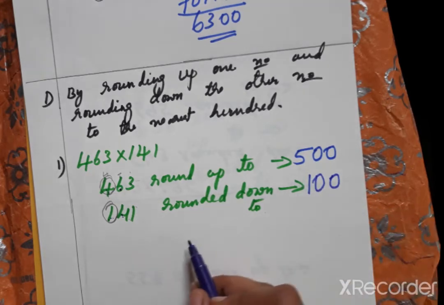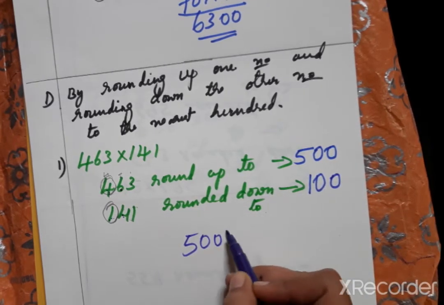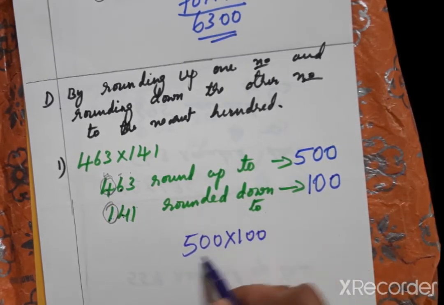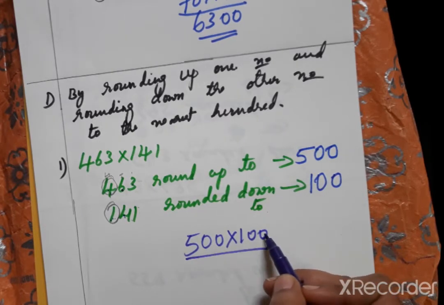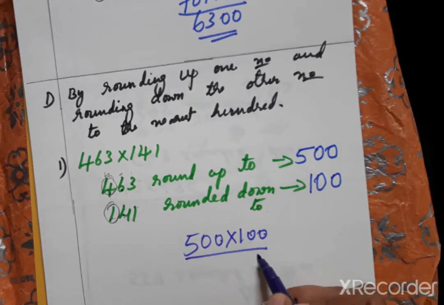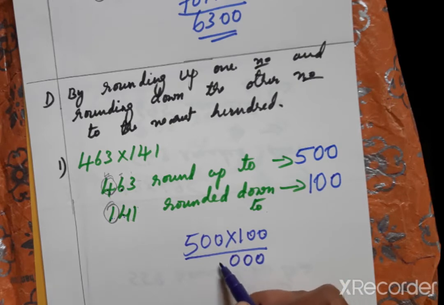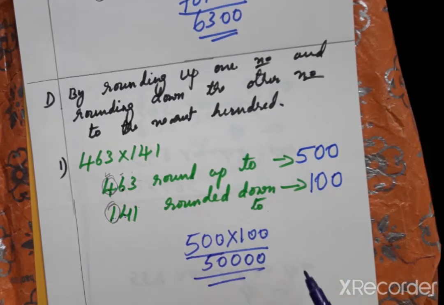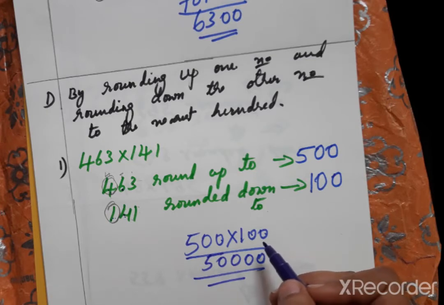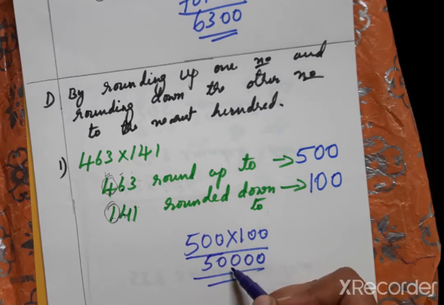Now multiply the rounded numbers. 500 into 100. How many zeros are here? 1 2 3 4. So 1 2 3 4. 1 5 is 5. Direct multiplication when the last digits are in 0 form. Answer is 50,000.